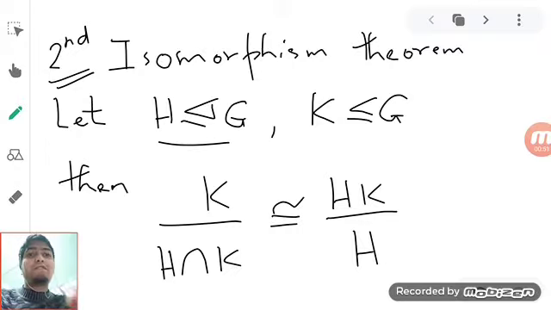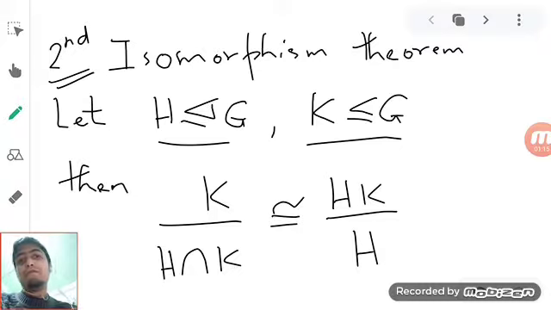H is a normal subgroup of G. K is just a subgroup of G. Then we will have that K by H intersection K is isomorphic to the quotient group HK over H. So if we have to prove this one, we will have to use the fundamental theorem of group homomorphism, that is the first isomorphism theorem.